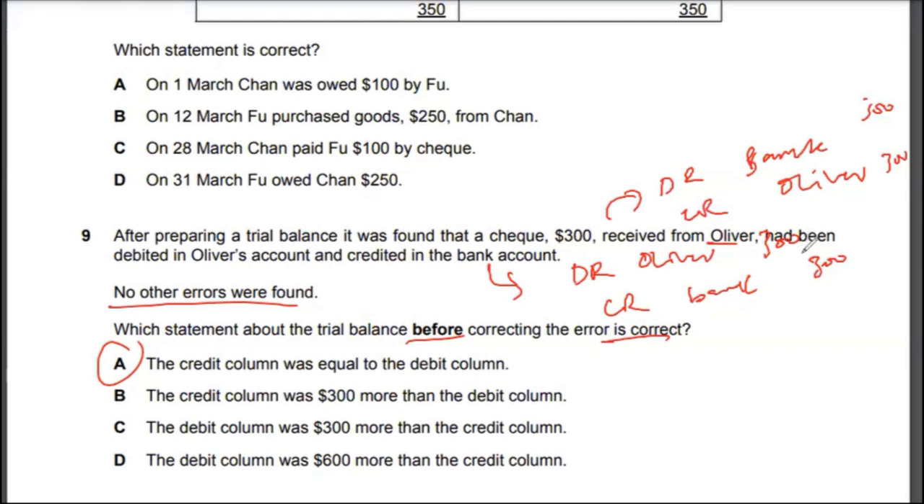Debits will still be equal to credits. It's just that the nature of accounts has gone wrong a little. That's it. But there won't be any imbalance between debits and credits.